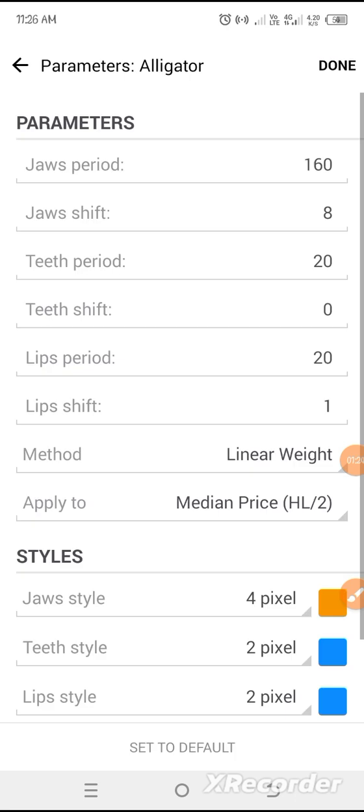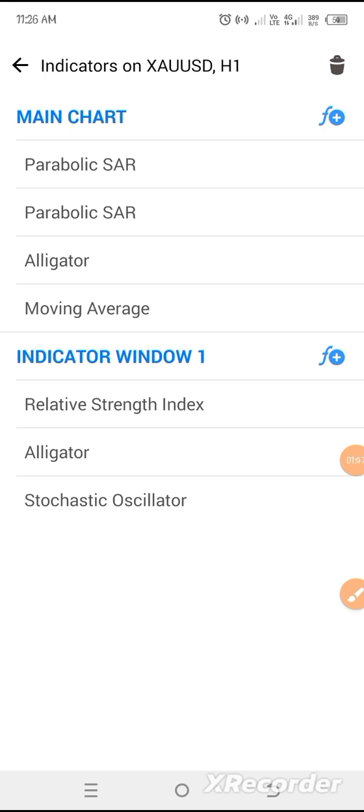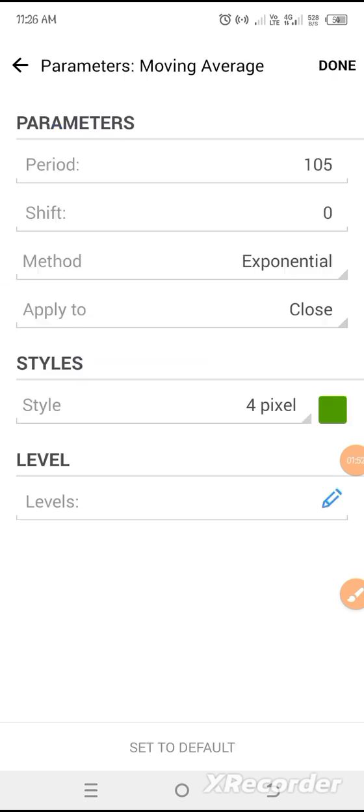Okay, Alligator: jaw period we use 160, jaw shift we use 8, teeth period we use 20, teeth shift we use 0, lips period we use 20, lips shift we use 1. Method linear weighted, apply to median price. Then you can decide to use my color or choose any color of your choice. You click done. At the indicator window 1, then moving average at the main chart we use 105.